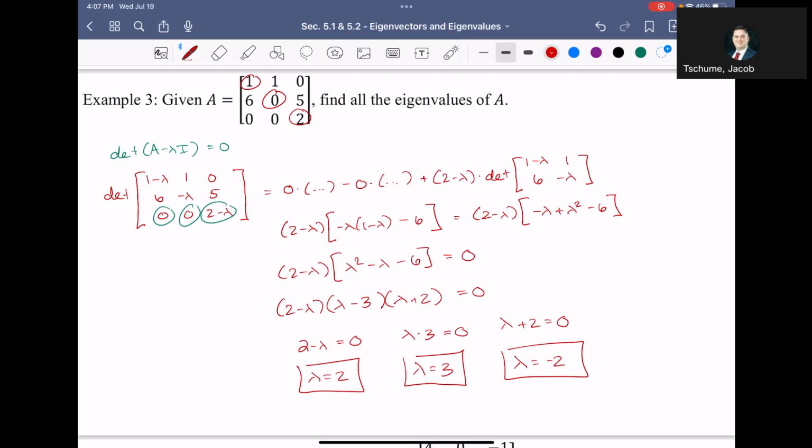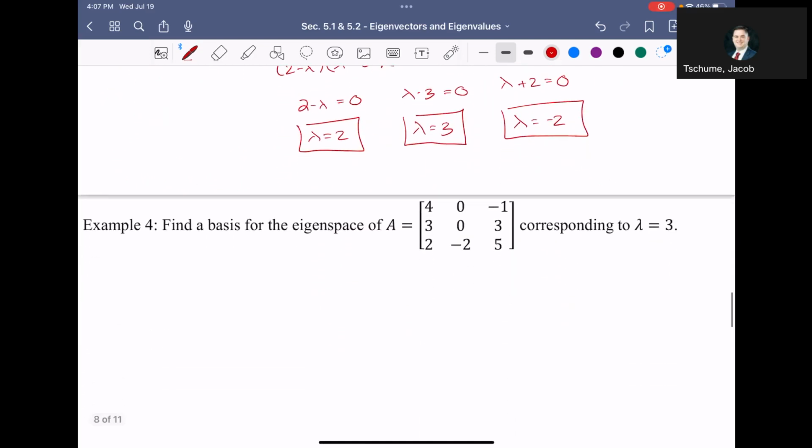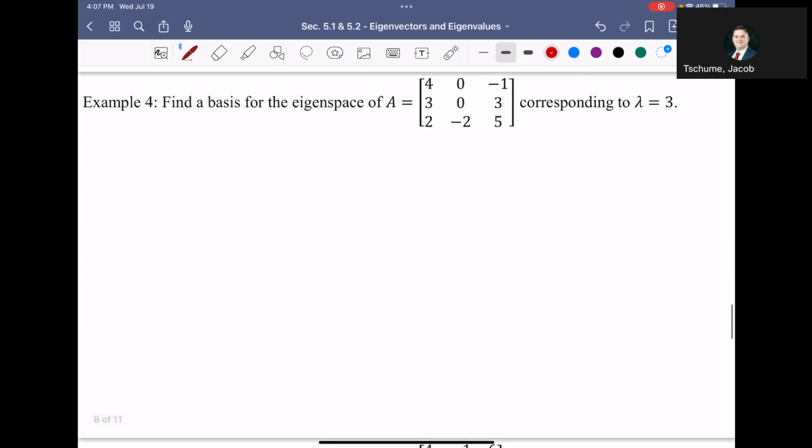Then what I will do is something like this, and we're going to do 2 of these together. Instead of making you find the eigenvalues and then find all of the eigenvectors, I will give you a matrix. As you can see, I've given you a 3 by 3 matrix here, and I'm going to give you one of the eigenvalues. In this case, I picked lambda equals 3. I want you to find a basis for the eigenspace.